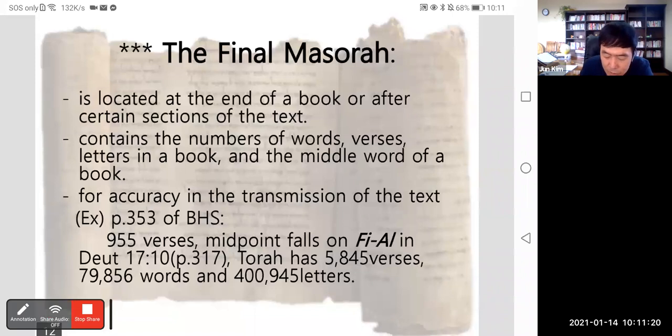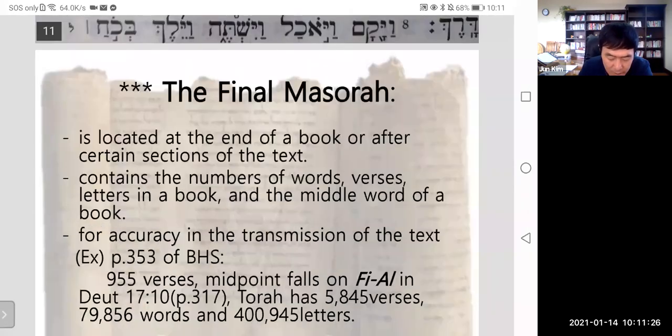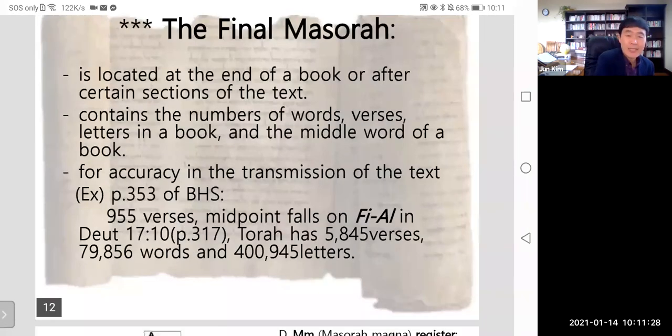And then it's time for us to pay attention to the final Masora. The final Masora is something that you can see at the end of each book. For example, if you are dealing with the Torah and Genesis, just go to the last page of Genesis. Which page is it, by the way?